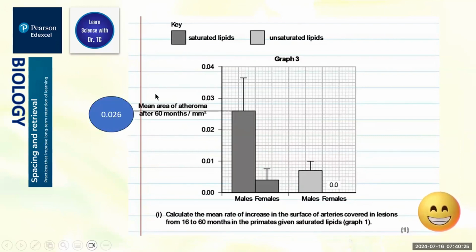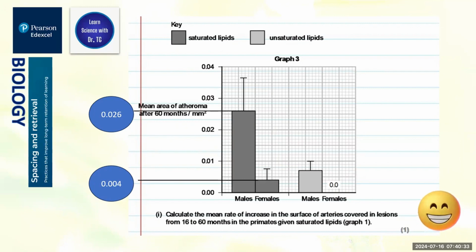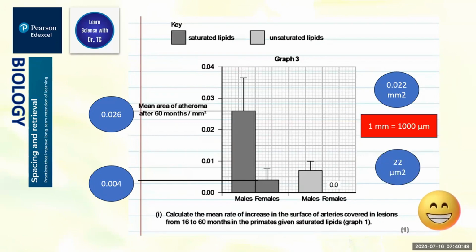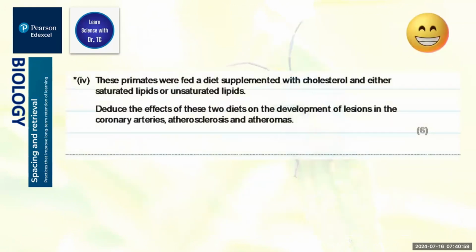So the mean area of atheroma in males is 0.026 and in females 0.04. So the difference is 0.022, and we have to change this to micrometer. So remember, 1 millimeter equals 1000 micrometer. So you have to multiply the millimeter value to get the micrometer. The answer is 25 micrometer.